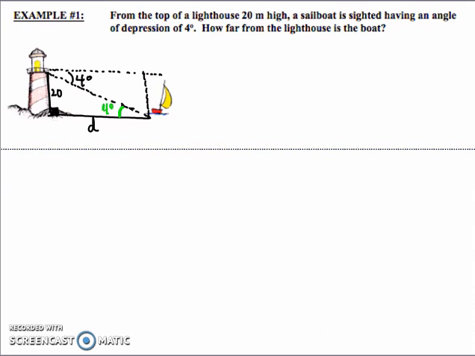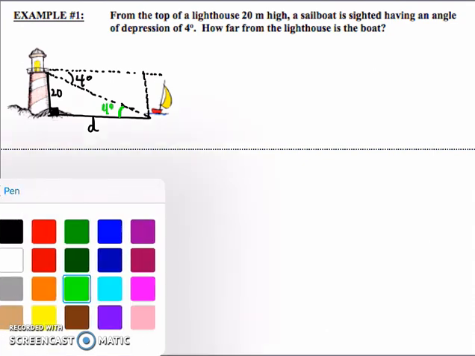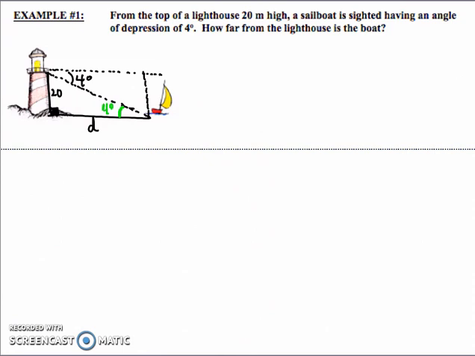So if we know that, we have everything that we need to know to solve this problem, because now we've got a known angle in our right triangle, and we have a known side in our right triangle. And as long as we know an angle and a side, we can find anything else that we want to find. Since we know the angle 4 degrees, and we know the side opposite is 20, and we're looking for the side adjacent, we want a trig function that uses opposite and adjacent. We know that that trig function is going to be tangent.